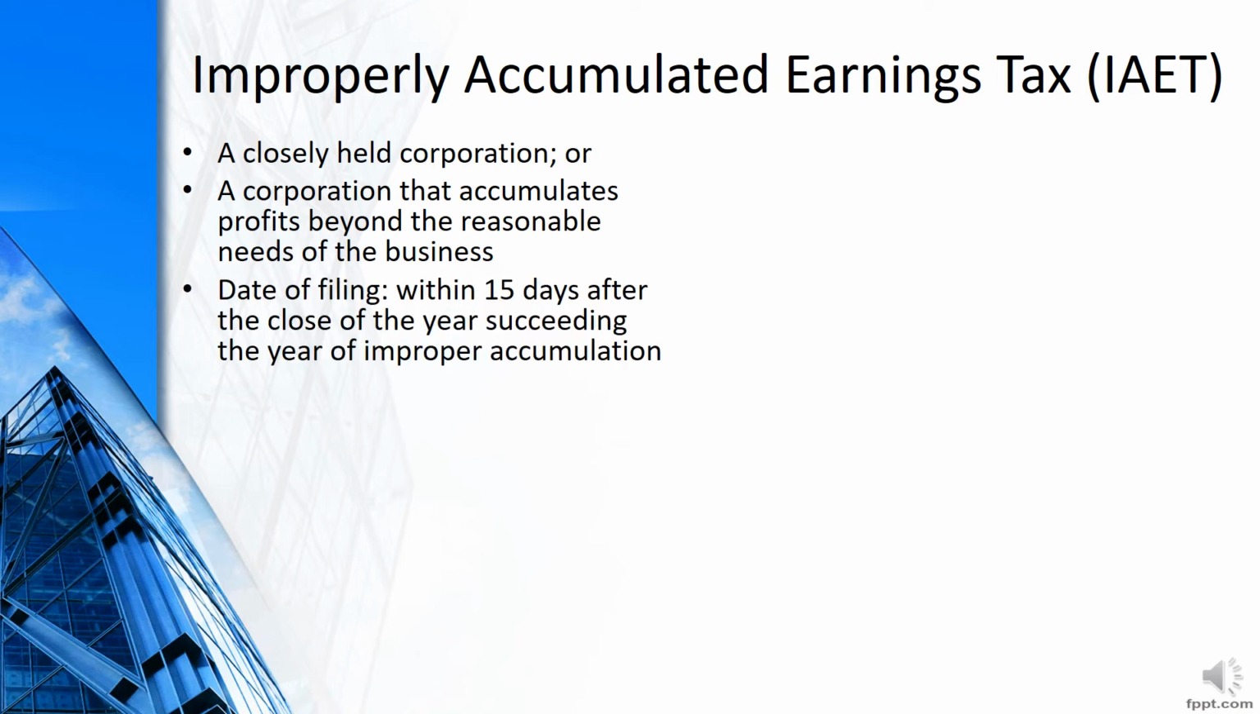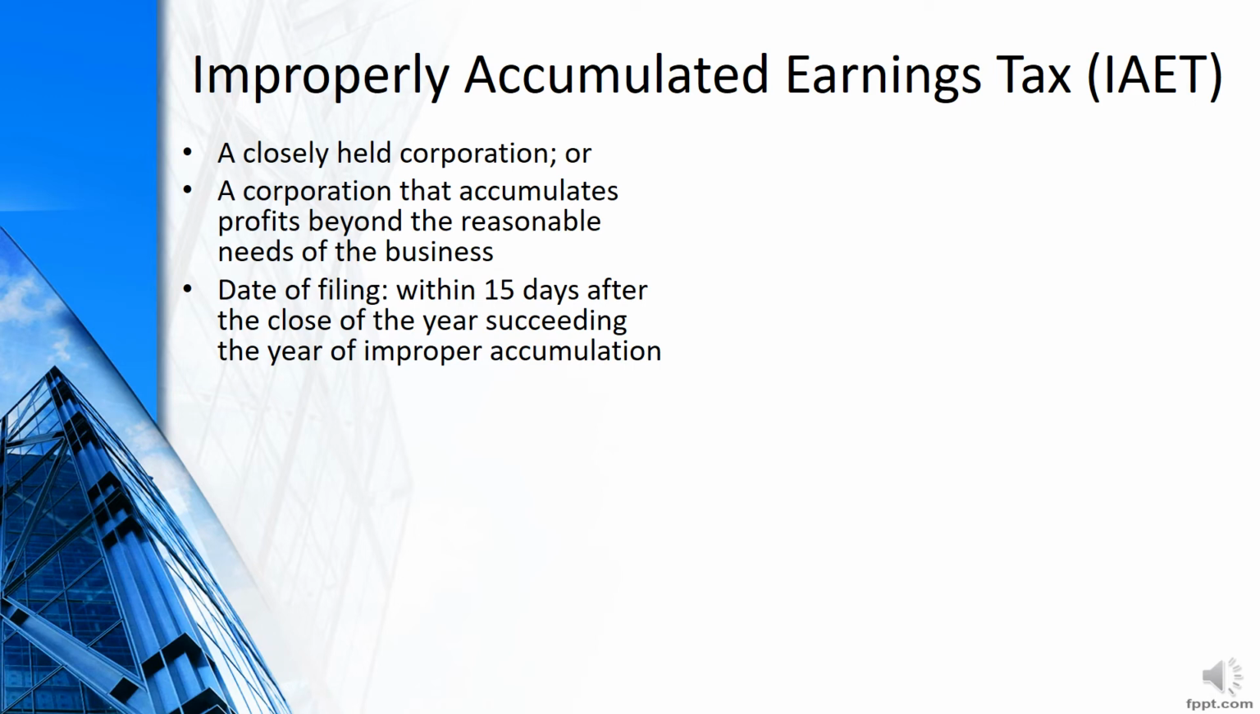A domestic corporation classified as a closely held corporation must file an improperly accumulated earnings tax return, or BIR Form 1704, and pay the tax within 15 days after the close of the year succeeding the year of improper accumulation. For example, the IAET return for the calendar year 2018 improper accumulation should be filed on or before January 15, 2020.